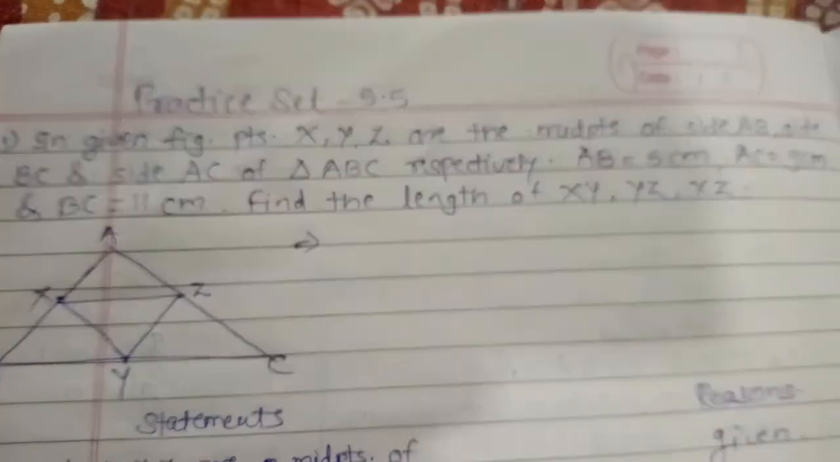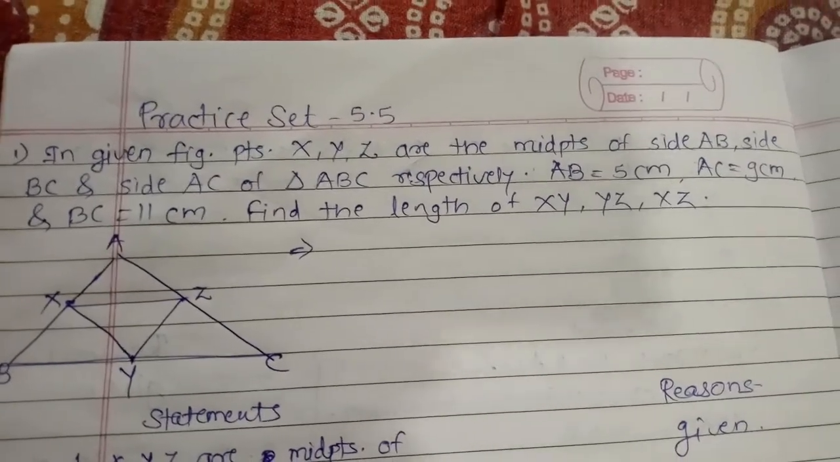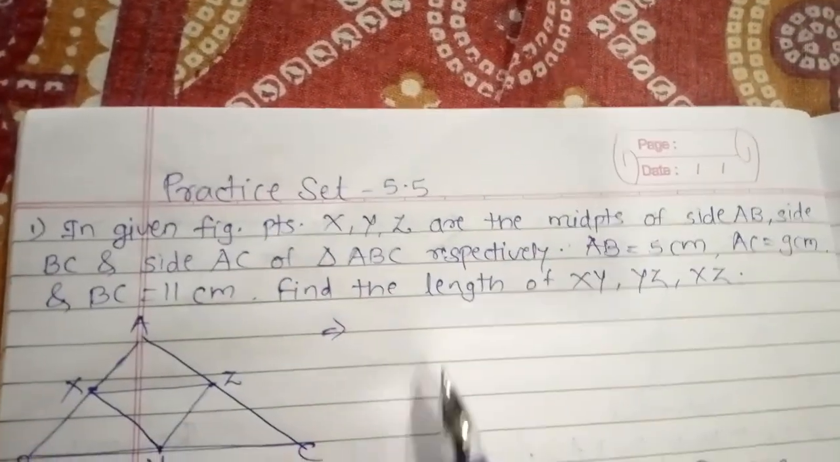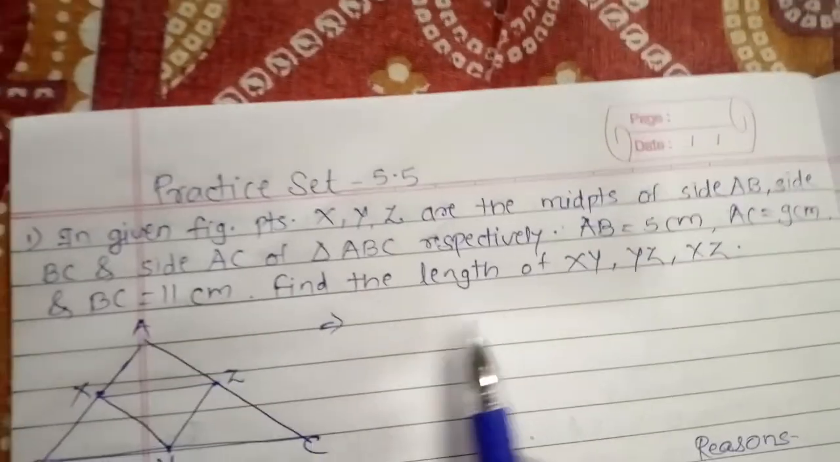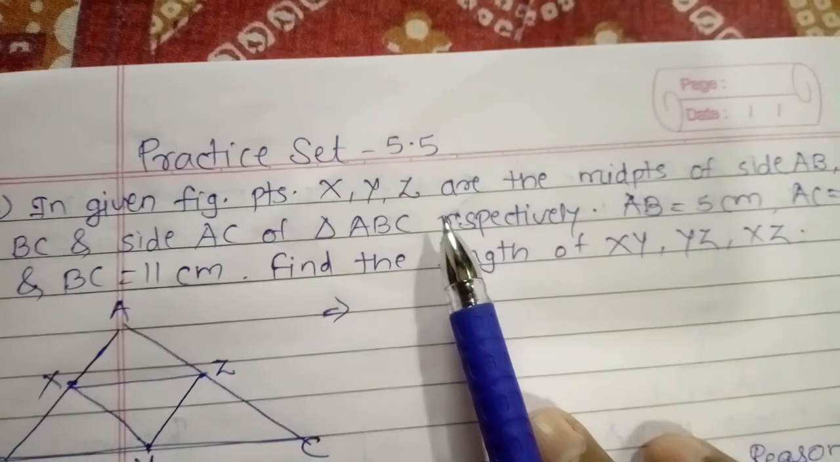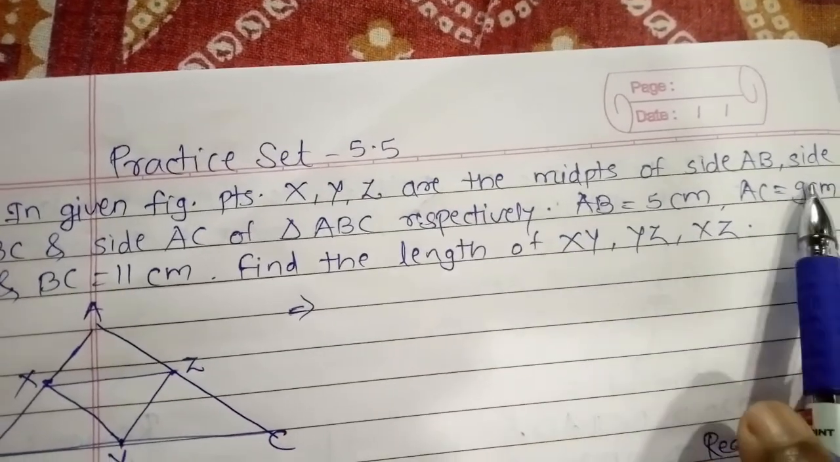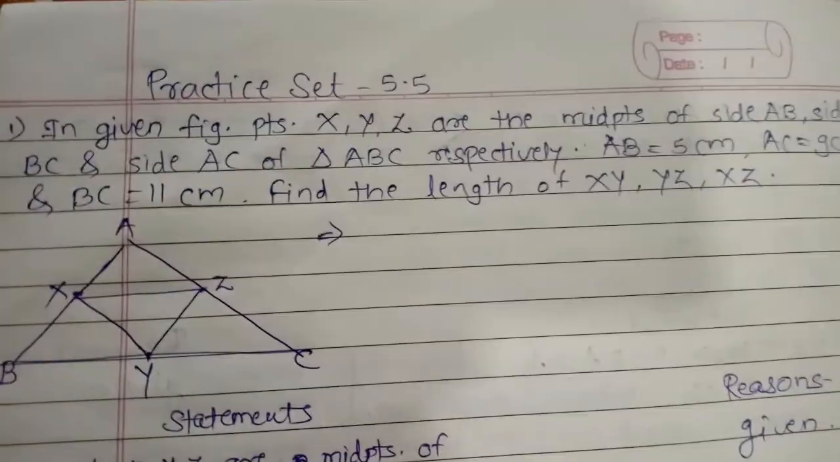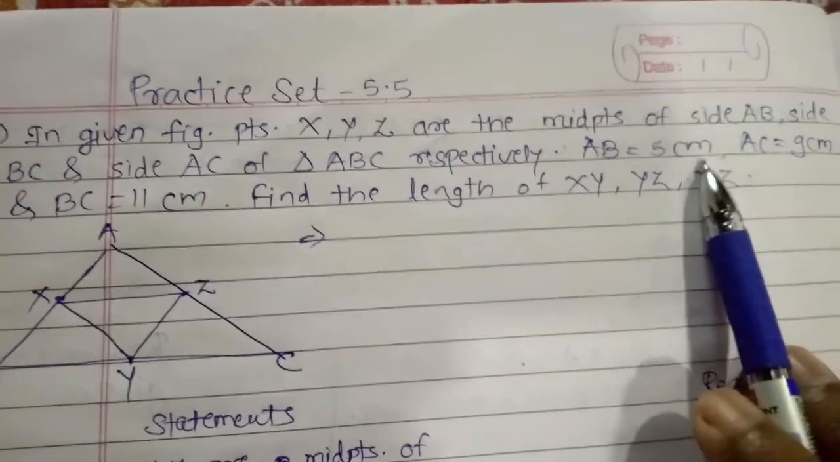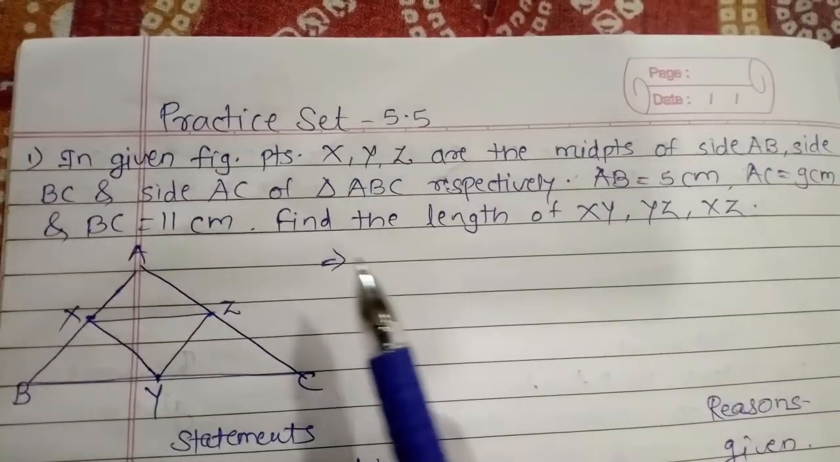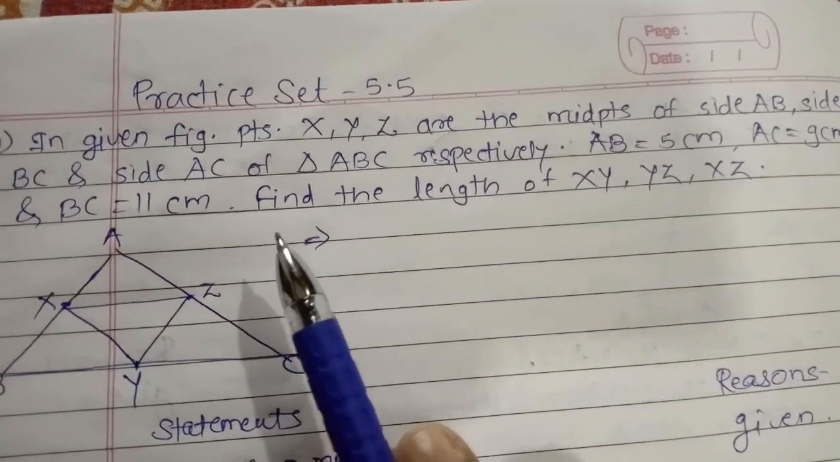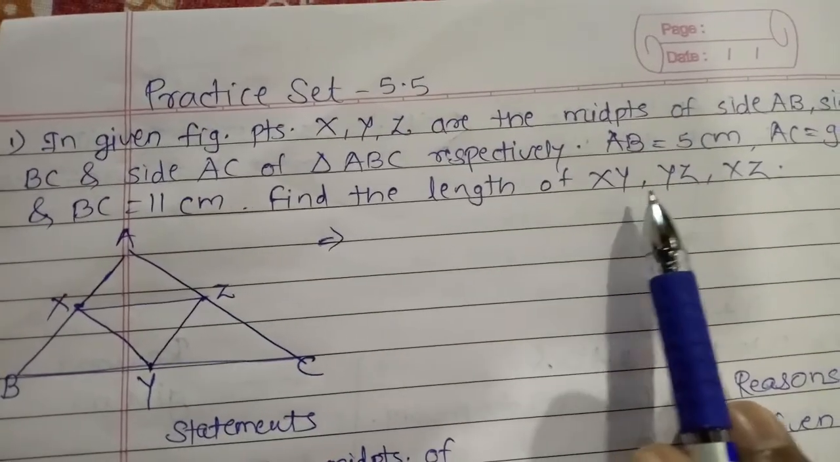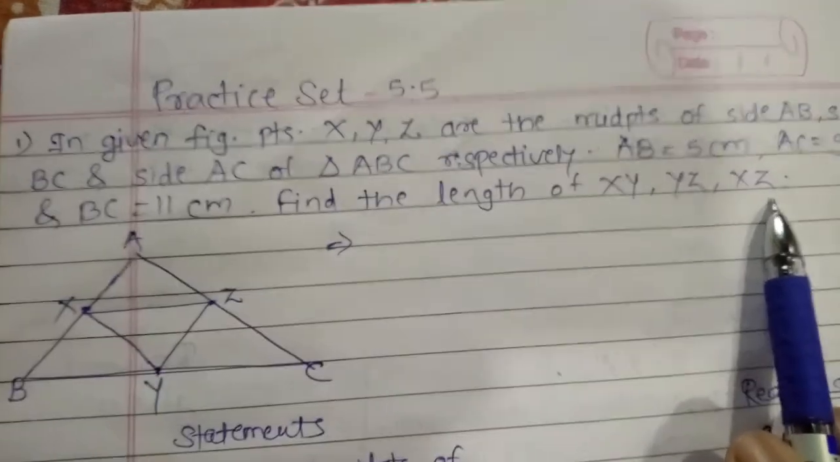Hello students, now I'm going to continue with the chapter Quadrilateral of 9th standard, practice set 5.5, which is related to the midpoint theorem. In the given figure, points X, Y, Z are the midpoints of side AB, side BC and side AC of triangle ABC respectively. AB is equal to 5 cm, AC is equal to 9 cm and BC is equal to 11 cm. Then find the length of XY, YZ and XZ.